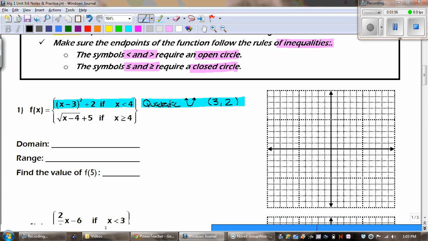So what we're going to do is graph that, and I'm going to graph this in blue. My vertex is at 3, 2. So I'm going to go 3 to the right and 2 up. And then I go up 1 over 1, up 1 over 1, up 3 over 1, up 3 over 1. And then I would graph.